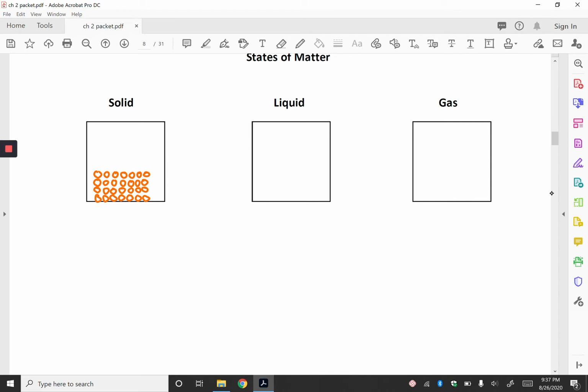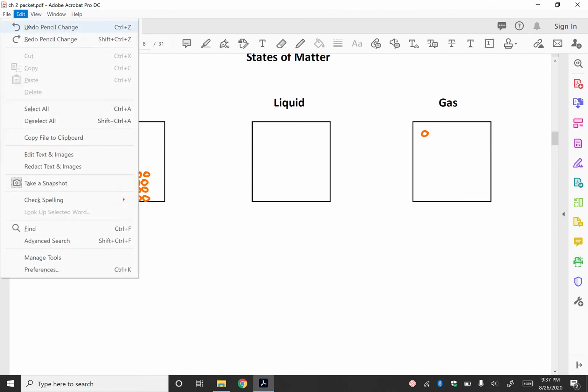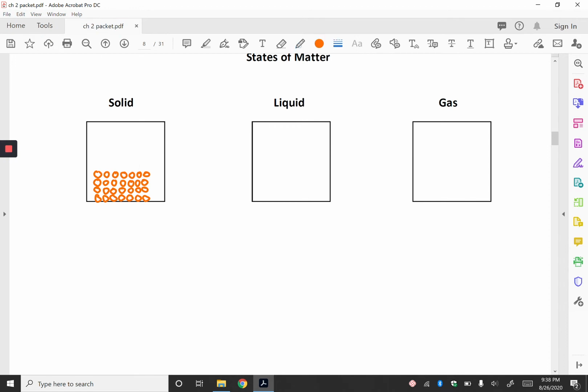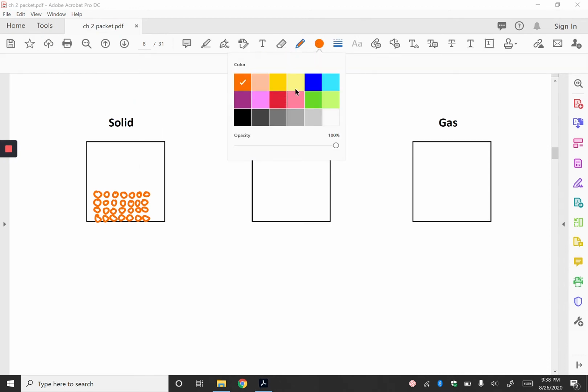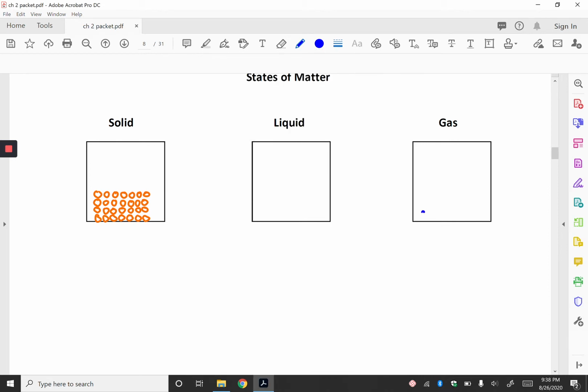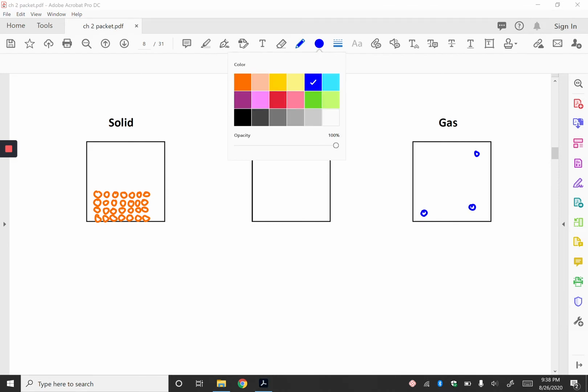Gases are kind of the opposite. They are really spread apart, and they're really random. Oh, let me draw. Let's see if I can. I'm going to do it a different color here. That way we kind of distinguish between them. So let me go with color. Let's do blue. So there we go. And for liquids, let's go with a different color.